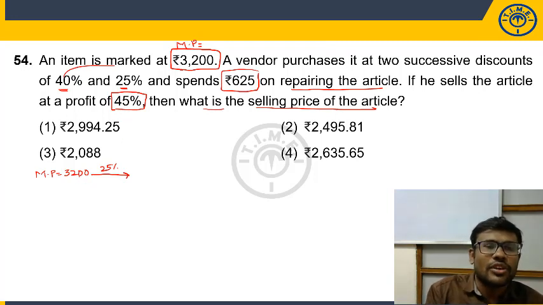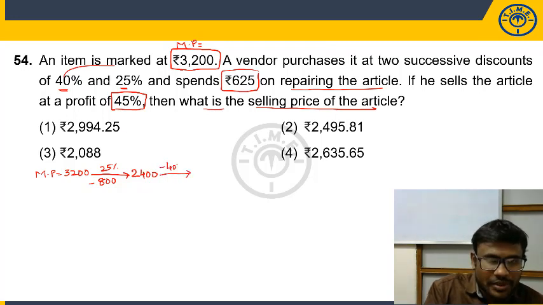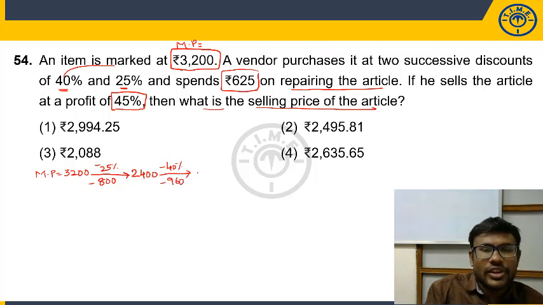So 25% of 3,200, that is 1/4 of 3,200. How much? 800 discount was given. That is 2,400. Now the next discount is 40%. So 10% is 240, 40% means 960. So when you are giving 960 discount, the price will be 2,400 minus 960, that is 1440. So he got the article for 1440 rupees.